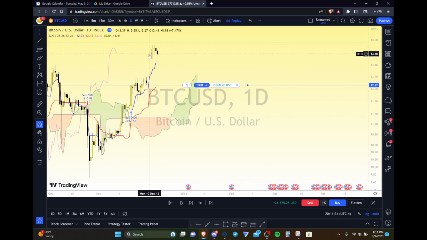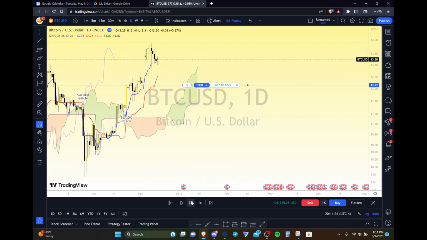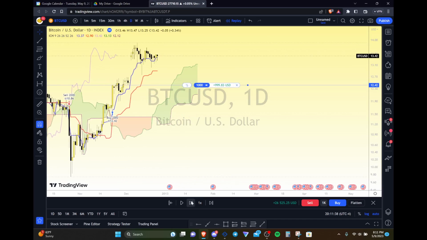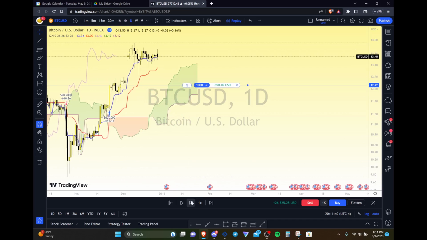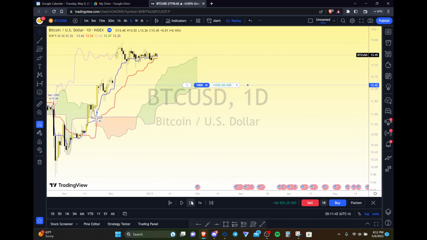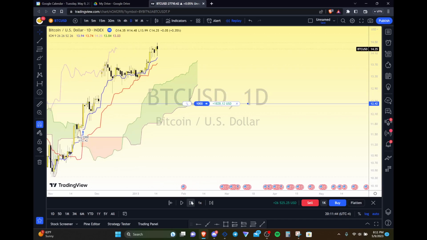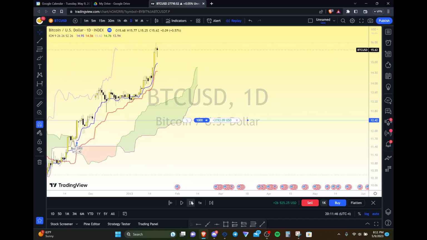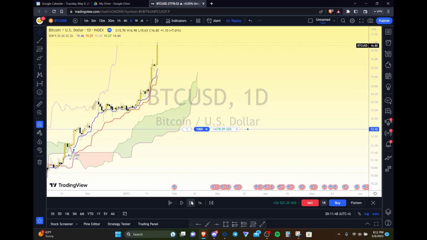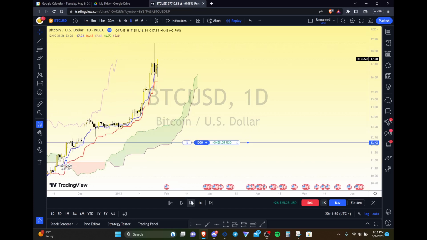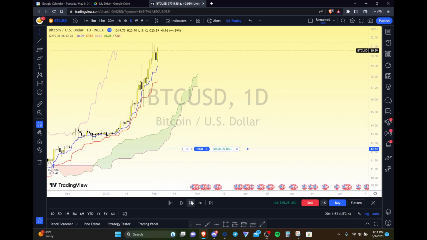Nice little gap up on Bitcoin. That's very nice. There we go. Let's keep it going. And again, guys, another thing that's really good about this strategy is you don't really have to stare at the charts if you don't have the time or you don't want to. So this is one of those things that works out really well.